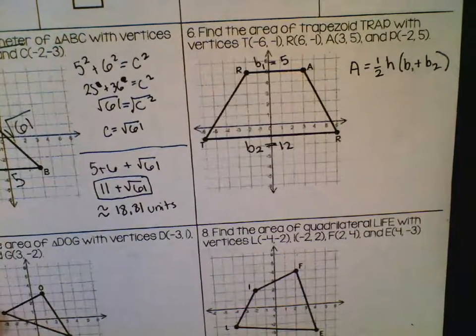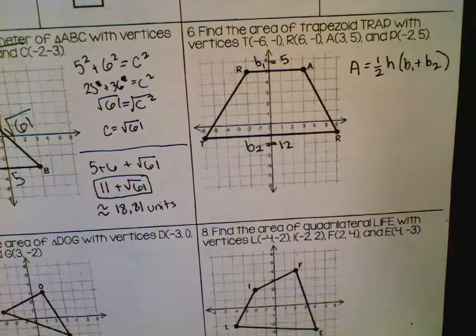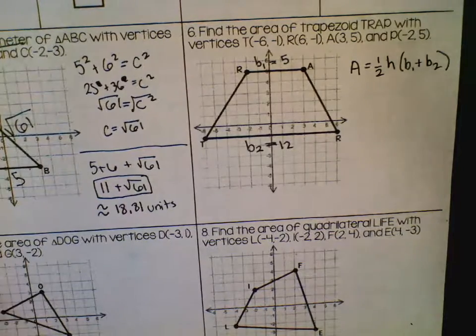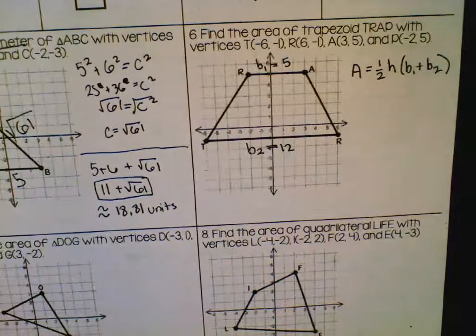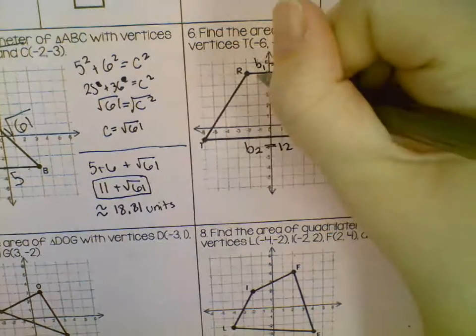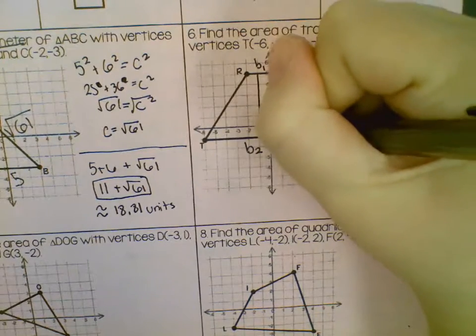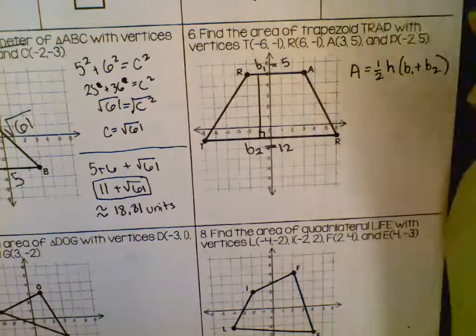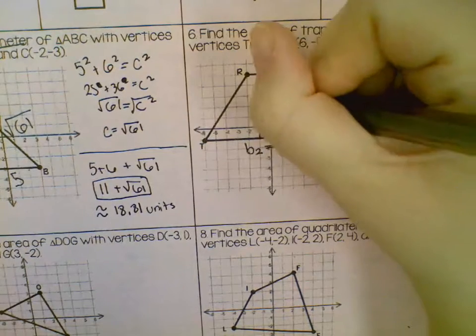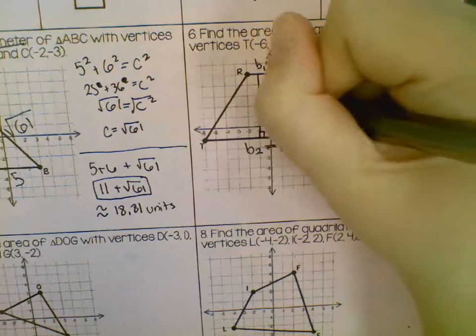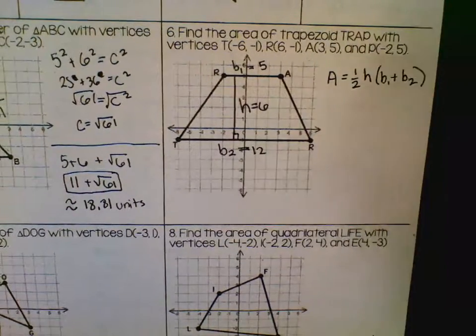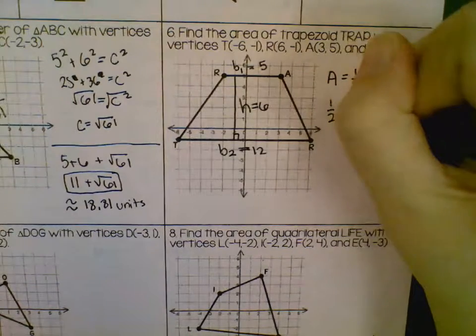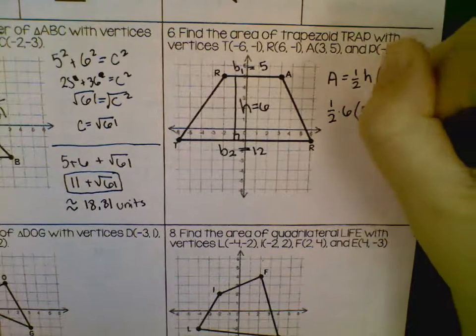Okay, so now we need to find the height. So remember, the height is always perpendicular to the bases. So since our bases are horizontal, that means our height's going to be vertical. So you can just draw it in wherever you want. So I'm going to say that this is my height right there, but I could have drawn it in anywhere. So that's 2, 4, 6. So our height is 6. So now that we have all of our numbers, we can plug them into our formula. So we have 1/2 times 6 times 5 plus 12.